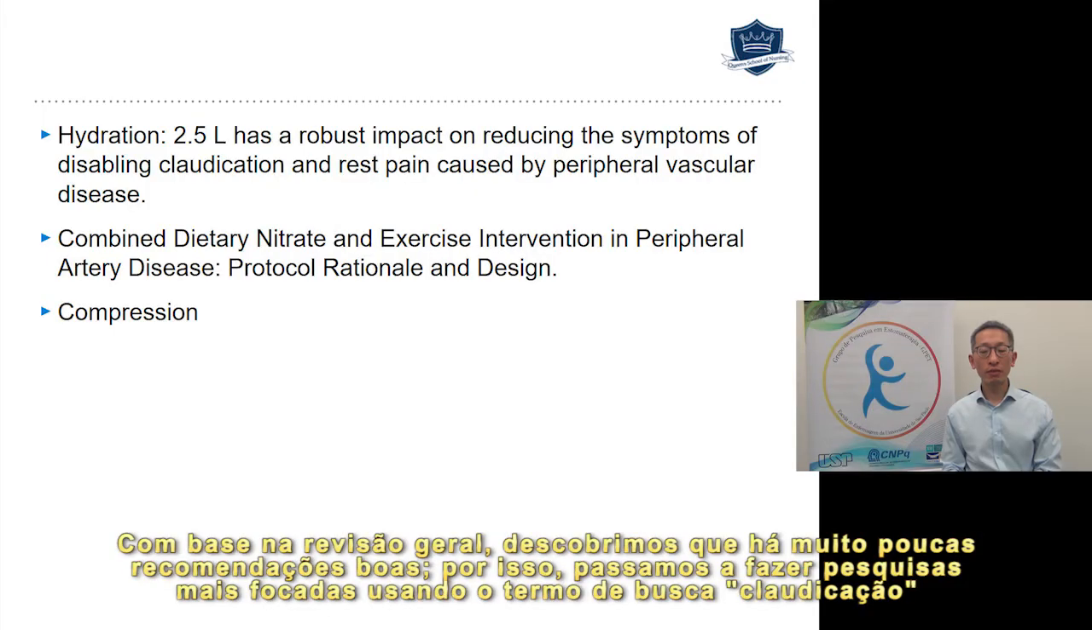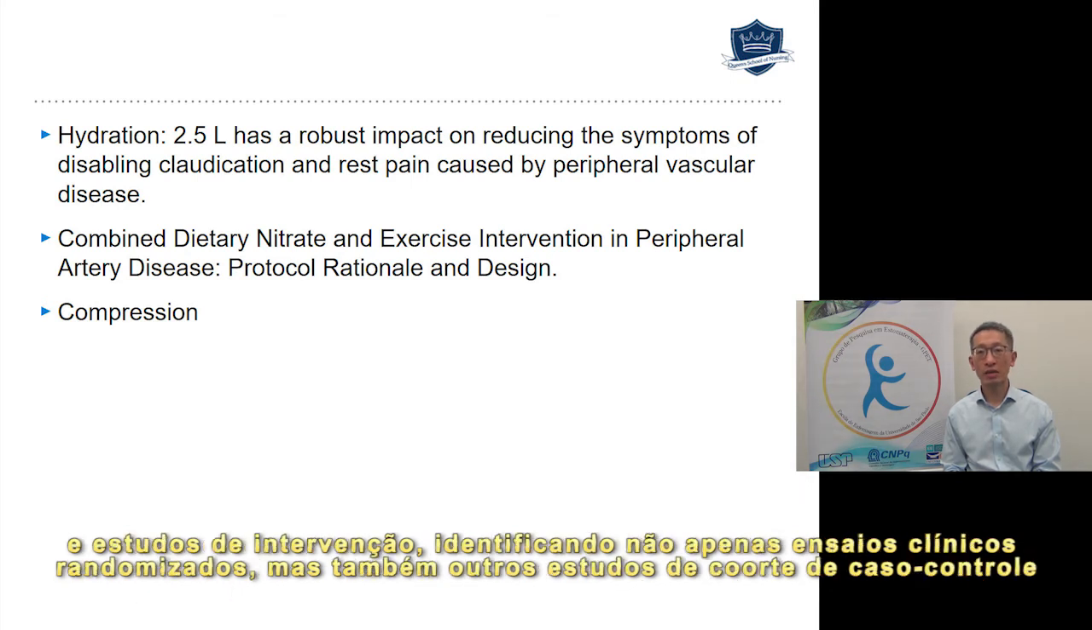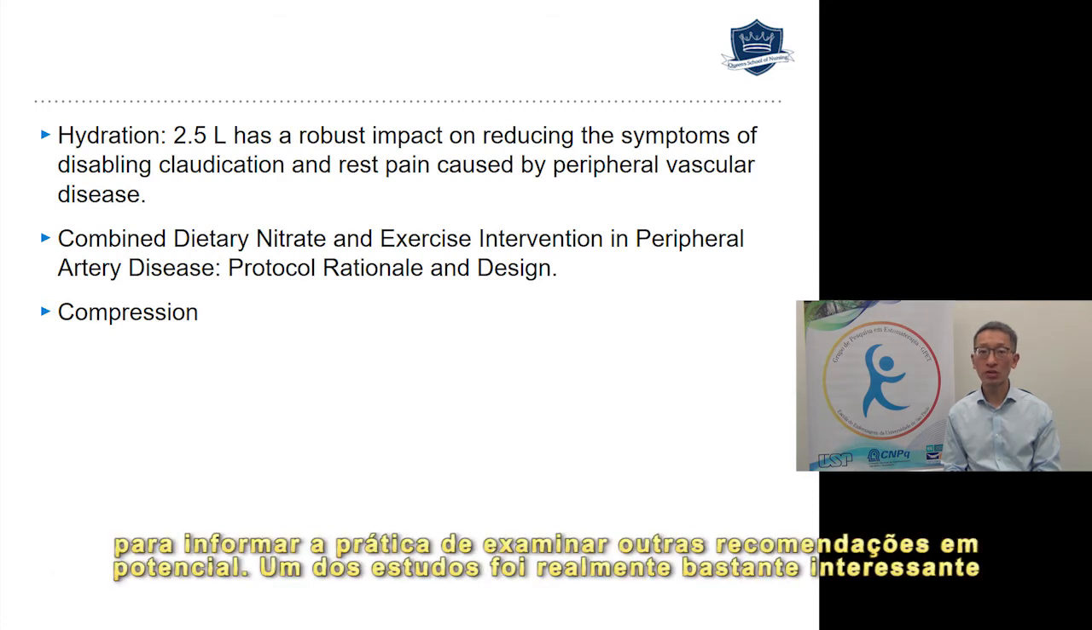The other thing, based on the umbrella review, we find that there are very few good recommendations. So we moved on to do some more focused research, using the search terms claudication and intervention studies, identifying not just randomized controlled trials, but also other case control or cohort studies to inform practice and to look at other potential recommendations.